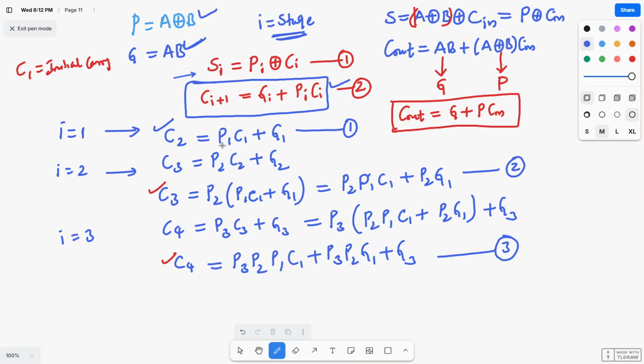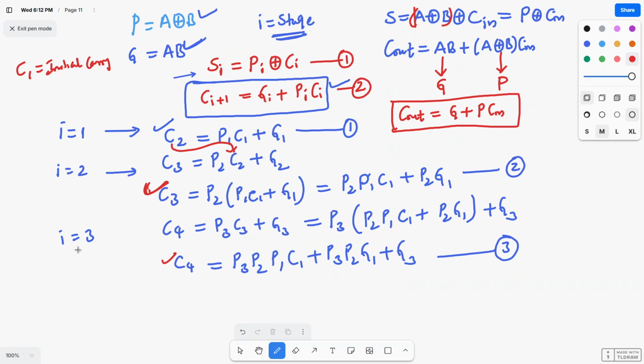C2 equals P1 C1 plus G1. And next, if you replace i equal to 2, C3 equals P2 C2 plus G2. So whatever the value of C2 is, I am substituting in this equation. When I substitute, I get P2 into (P1 C1 plus G1). When multiplying, I get P2 P1 C1 plus P2 G1. Okay, is this fine? C3?